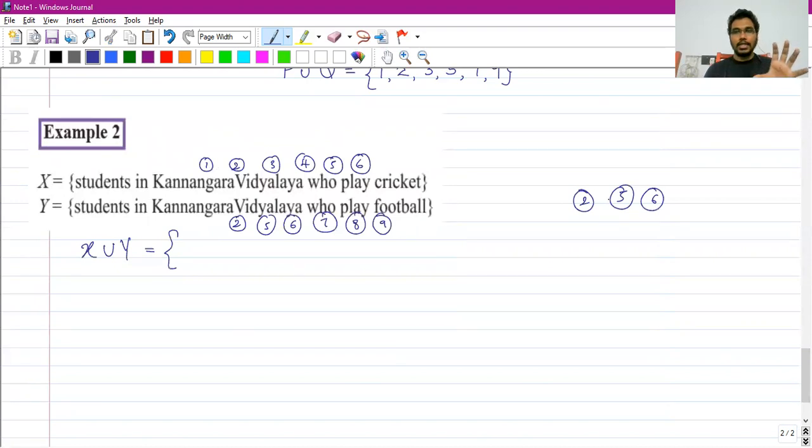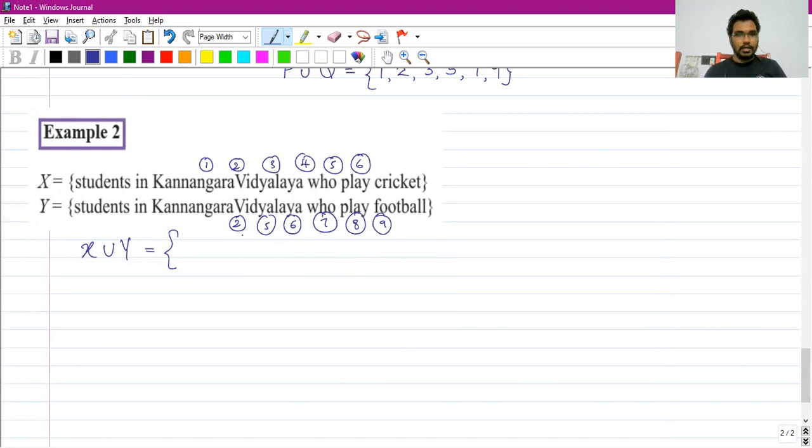But they do not ask for the intersection. If they asked for the intersection, this would be the answer. But they ask for the union. Union means all the students who play cricket, and all the students who play football. So you can say all of these, that means 1, 2, 3, 4, 5, 6, 7, 8, and 9. That will be the set, but now we have to write it in the descriptive method.